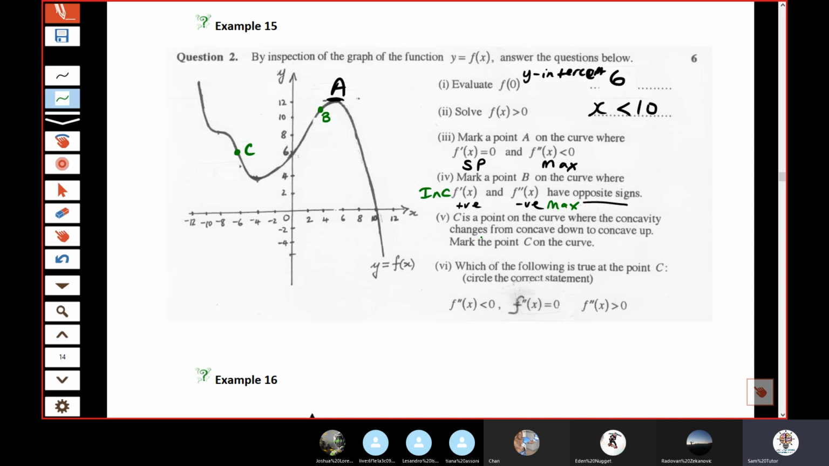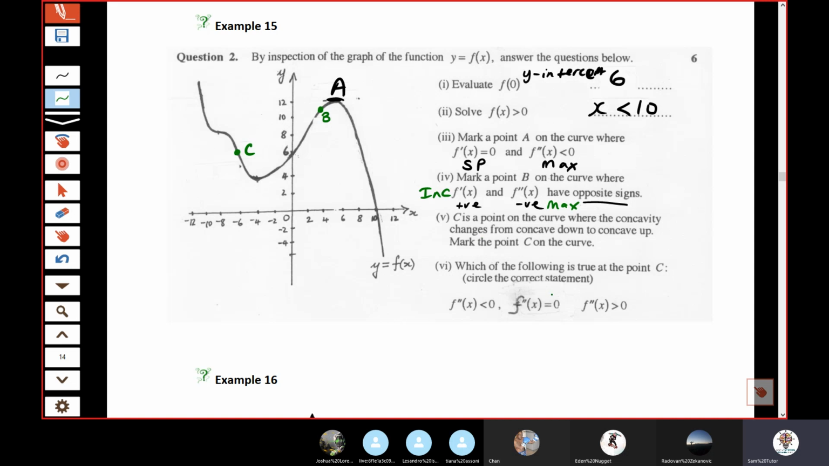Without something like that, yeah, there would be. You're right. Can I leave it with you guys? Which of the following is true at the point C? Well, I think we've already spoken about that. Which one's true? Is y double dash less than 0, equal to 0, or greater than 0?